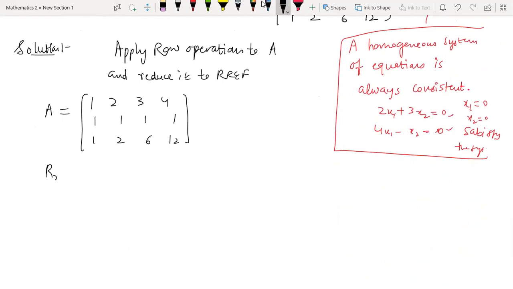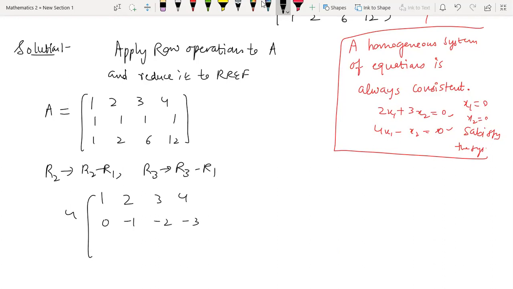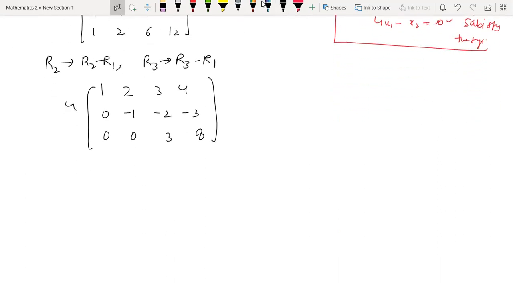So what operations are we using? R2 changes to R2 minus R1. R3 changes to R3 minus R1. So this will give me 1, 2, 3, 4, subtraction 0, minus 1, minus 2, minus 3, subtraction 0, 0, 3, and here we have 8, right? The next operation I'm going to use is R2 changes to R2 times minus 1, because I want to make this plus 1. So this will give me 1, 2, 3, 4, 0, 1, 2, 3, 0, 0, 3, 8.